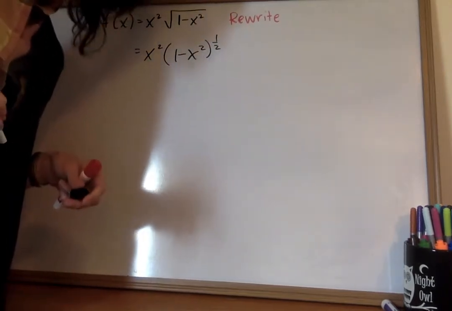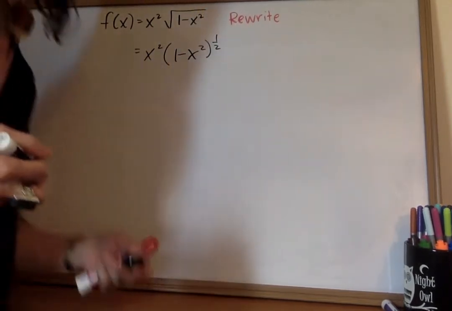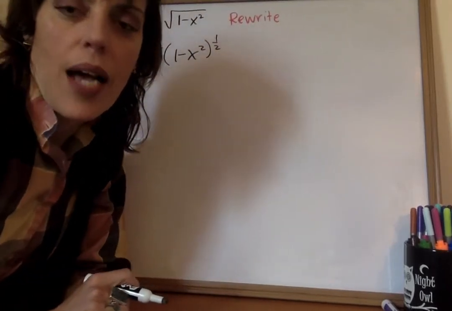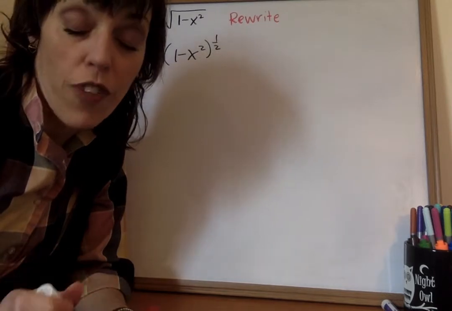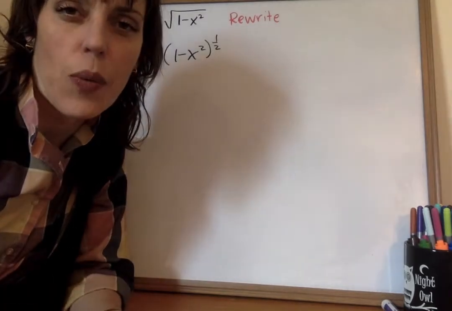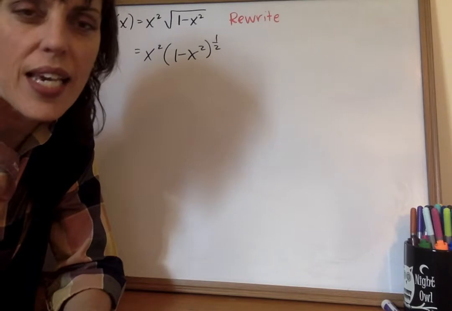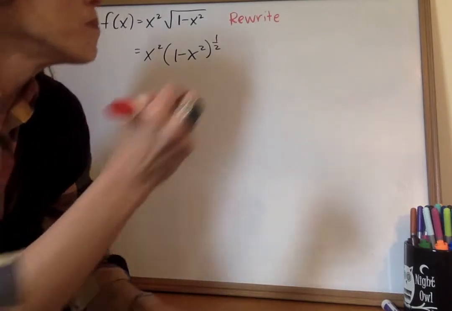So that's my first step. Now that's not the derivative. I'm standing because I need to move around a lot. That's not the derivative. All I've done is rewrite it, and now we're going to find the derivative. And the first thing that we're going to think about to find the derivative of this thing is the product rule.